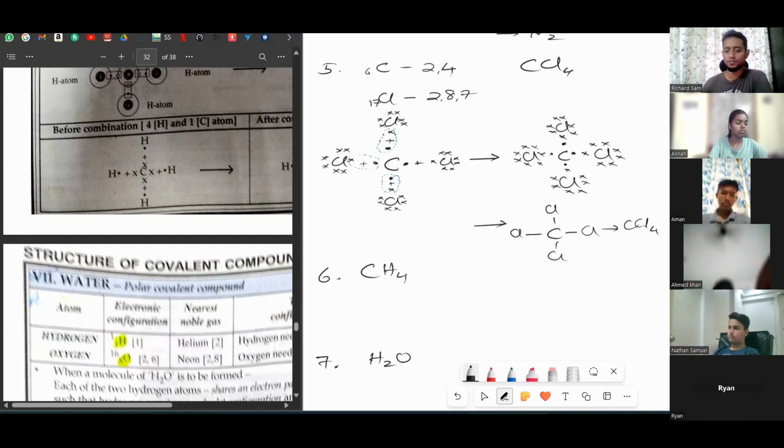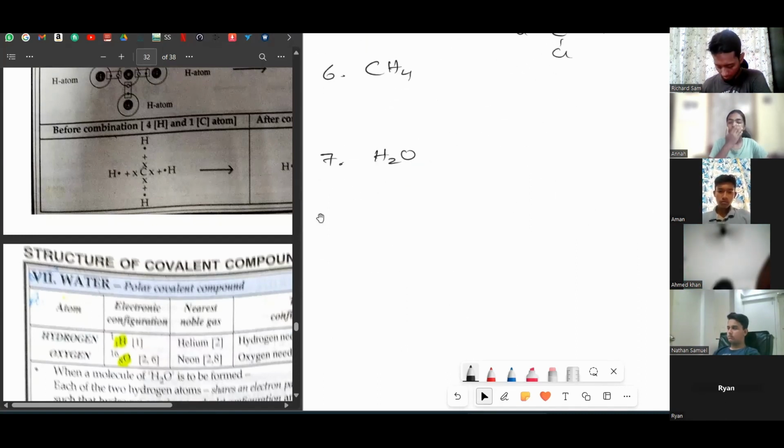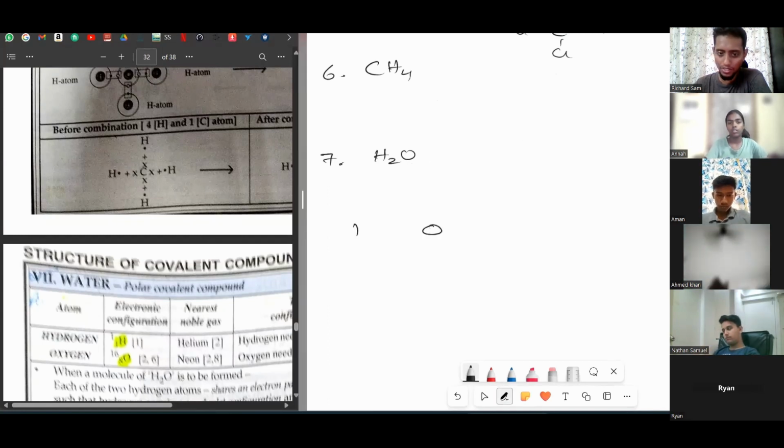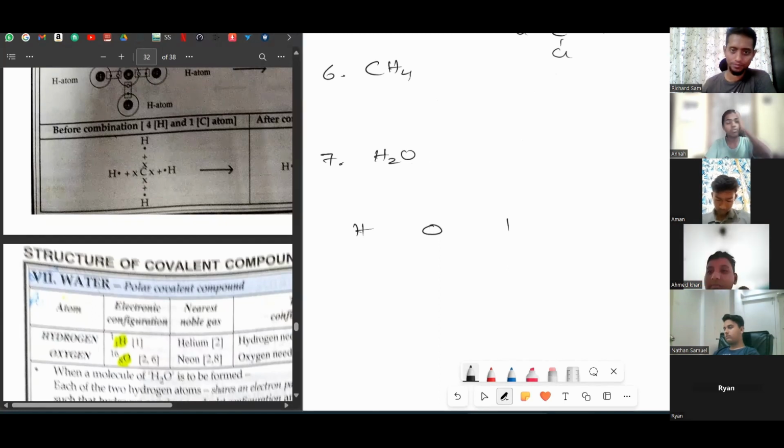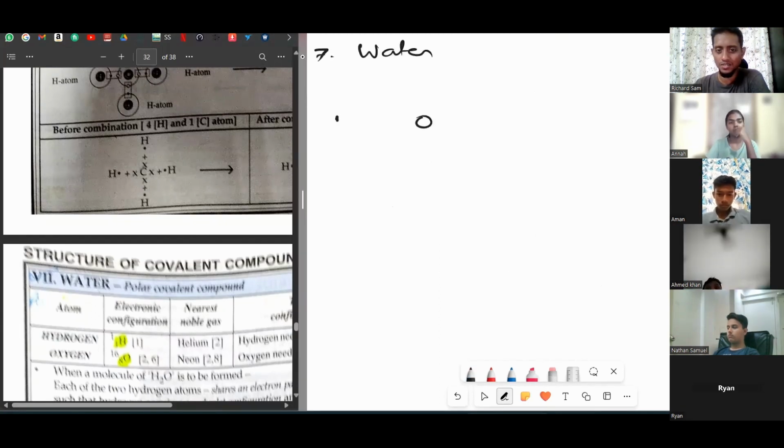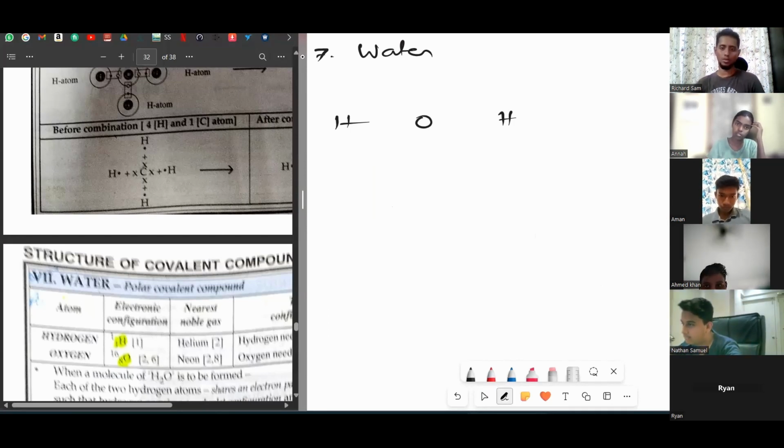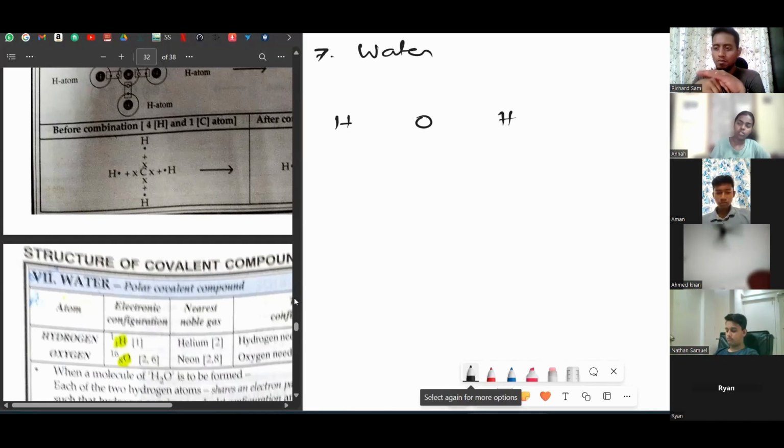The next one is water, H2O. So how is the structure of water? H2O means 2 hydrogens and 1 oxygen. So obviously oxygen would be in the center and you would have 2 hydrogens on both the sides. Oxygen in the center, hydrogen on both the sides. Can you draw the structure diagram without any help? Draw it. Just draw the electrons in the outermost orbit. Come on, do it. Draw the structure, everyone. Raman, you're not drawing. Draw H2O structure.